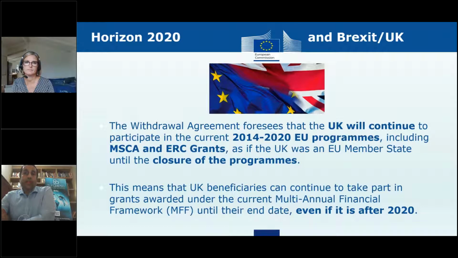So it means you can, as a beneficiary, still continue to take part in the grants if you're planning to move to the UK under the current agreement until the end of the date, even if it is after 2020. Let's say you got a PhD now, or you're applying now and you are granted, and the PhD is for 3 years beyond 2020, you will still get the grant money.